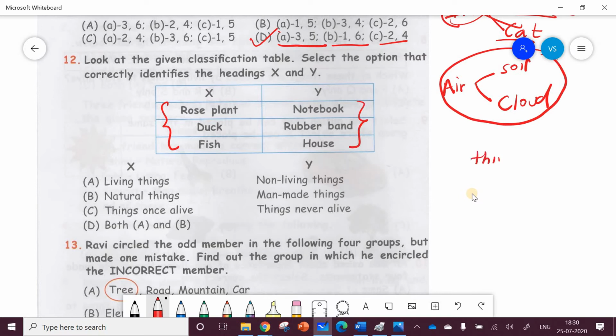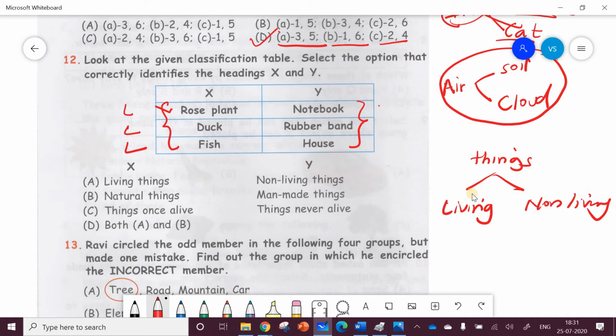So first and foremost rule is whenever they talk about things, we have to think in this format: living things and non-living things. All right. So let us see if I can categorize it in this way in my mind. What do you think the rose plant is, Avnish? A rose plant. It is a living thing. Very good. It is living. Duck is, I think so, a living thing. And fish. Fish is a living thing. All right.